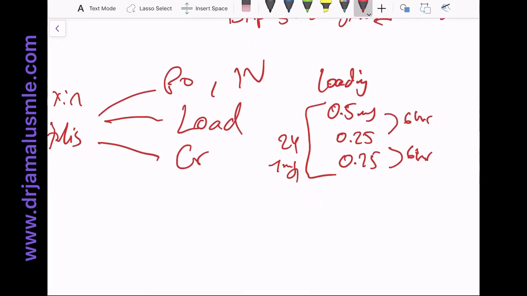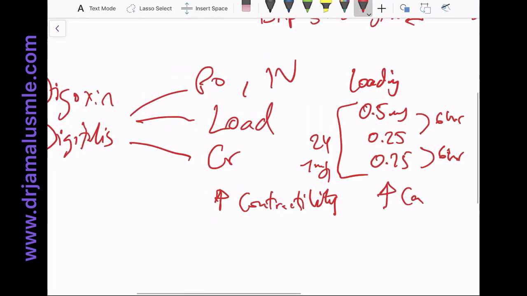Now, the next day, you can start the maintenance dose. If the creatinine is okay, probably you can go to 0.25 milligrams daily. And if the creatinine is not okay, you can do 0.125 milligrams daily, depending on the creatinine, and you can look up UpToDate to see what the appropriate dose is. The good thing about Digoxin is that it does not depress contractility, it actually increases contractility. It's because it increases the intracellular calcium.